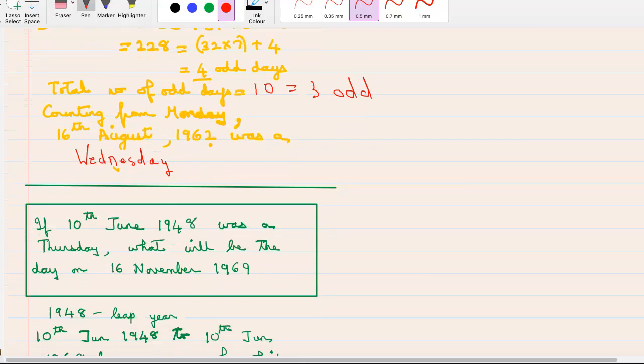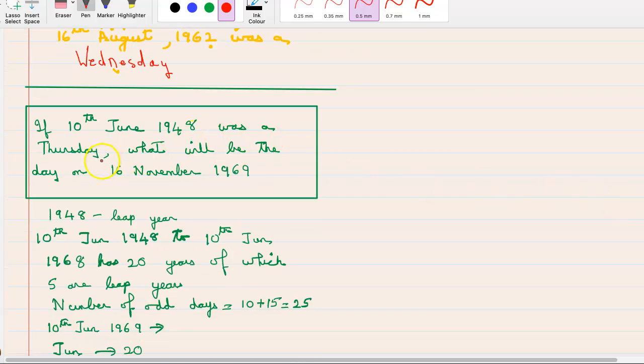Coming to the next problem, if 10th June 1948 was a Thursday, what will be the day on 16th November 1969? Now 1948 is a leap year. So 10 June 1948 to 10 June 1968 has 20 years, of which 5 are leap years. So the number of odd days will be 5 into 2, 10, plus 15, that is 25.